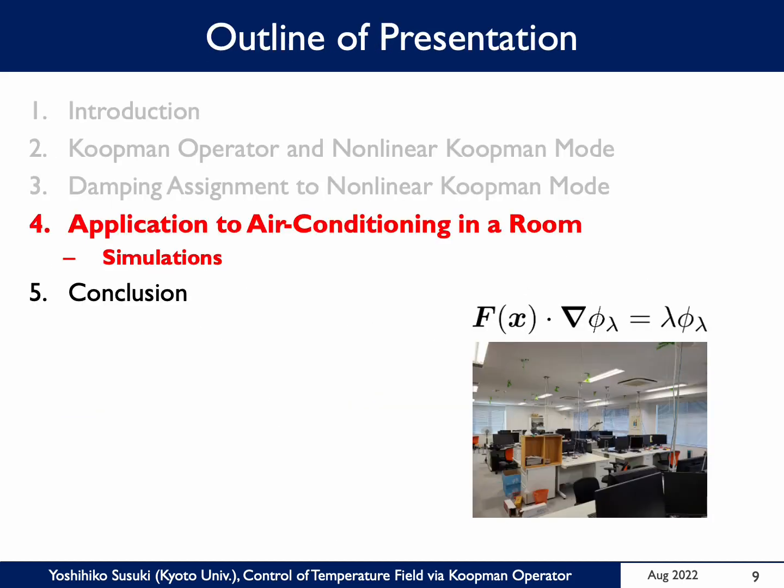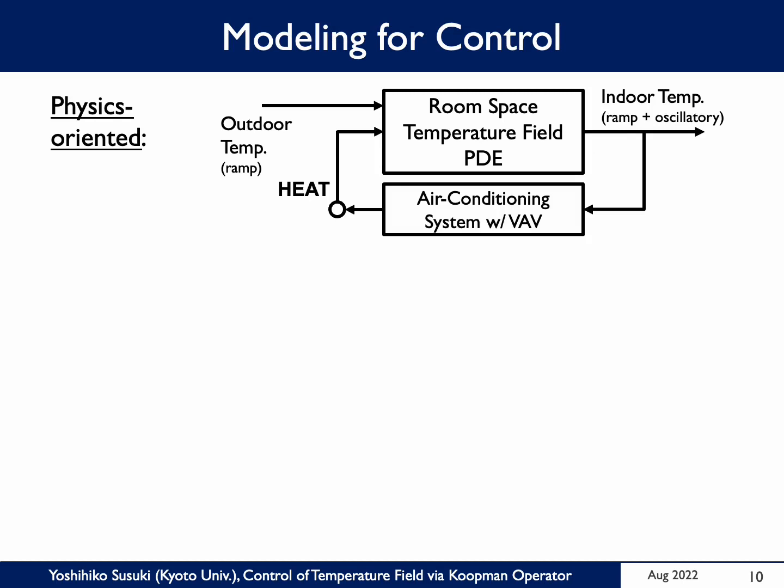Okay, from here we apply the damping assignment controller to the regulation of a temperature field. Here is a modeling for control synthesis. The above figure shows the physics-oriented representation of the target systems. The controlled plant is the target room space with a disturbance of outdoor temperatures. The dynamics here are described by a typical partial differential equation. The output of this plant is the indoor temperatures.